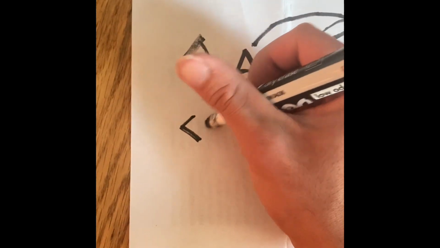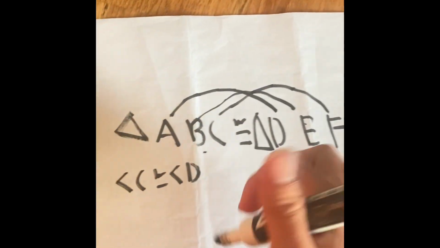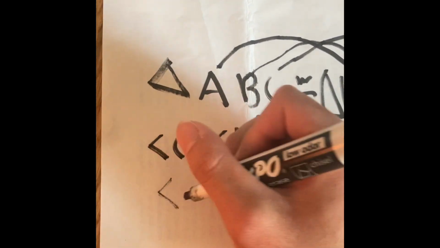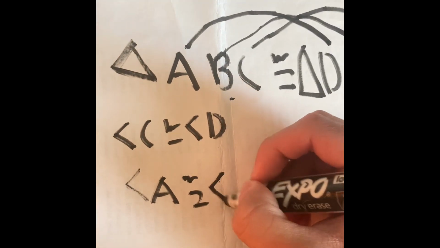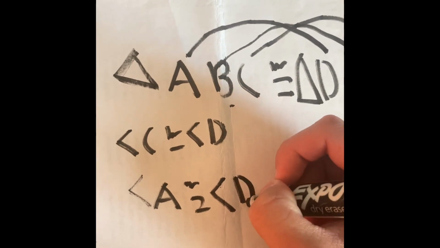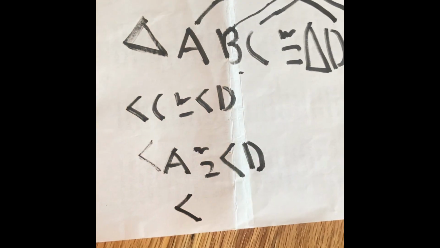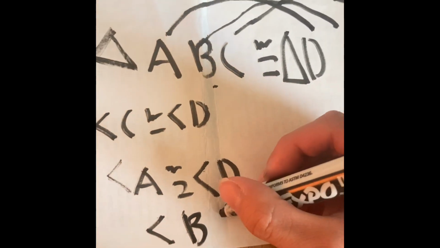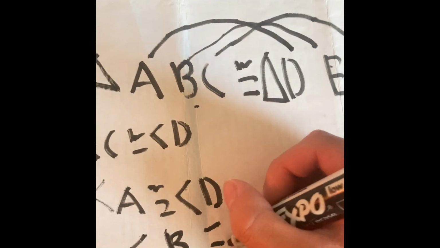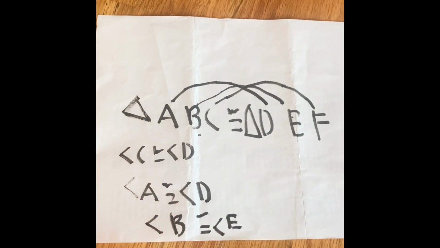We can say angle C is congruent with angle F because they're connected. Angle A is going to be congruent with angle D. Angle B is going to be congruent with angle E.